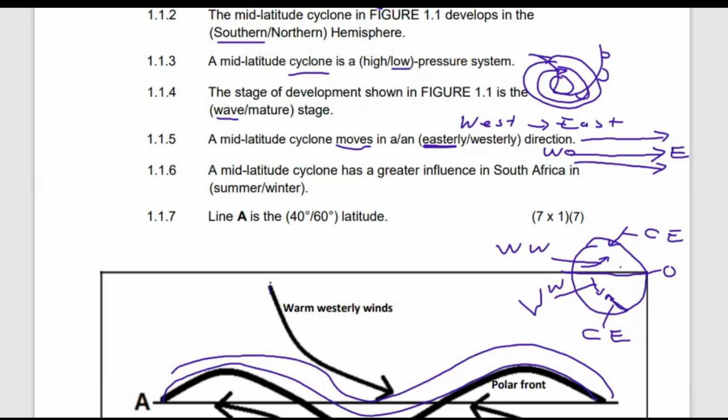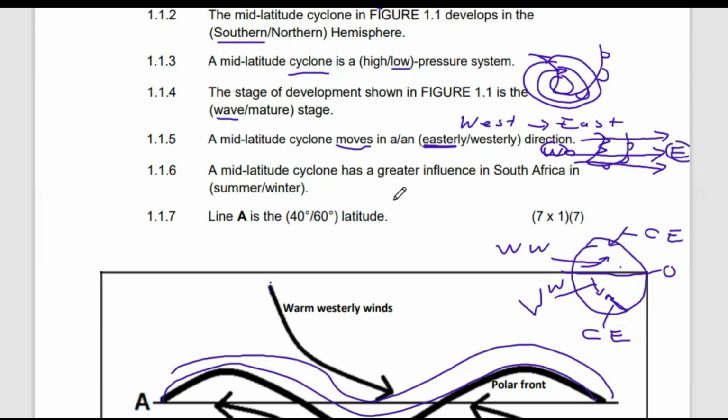Therefore, if we have a mid-latitude cyclone developing in these winds, it means that this mid-latitude cyclone will be driven in the same direction as the winds, from the west going to the east. So that is why our answer was supposed to be the easterly, meaning where they are moving to. They are moving to the east, but they come from the west.